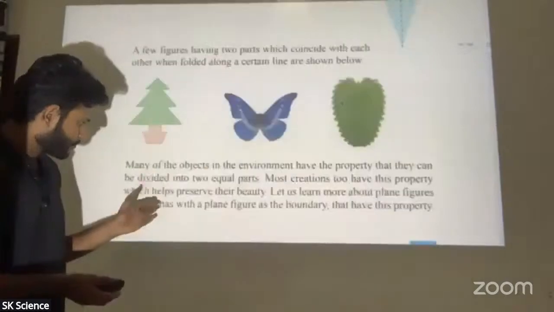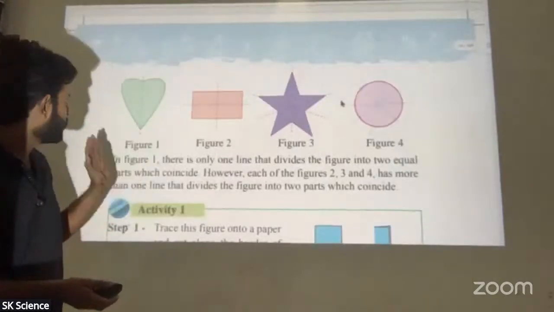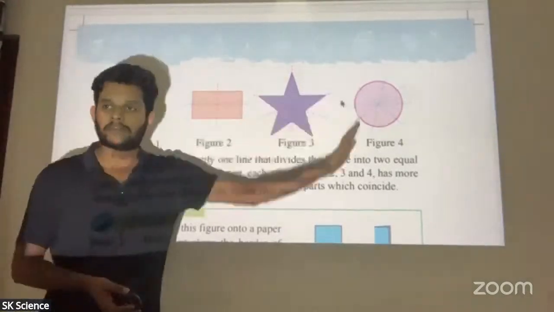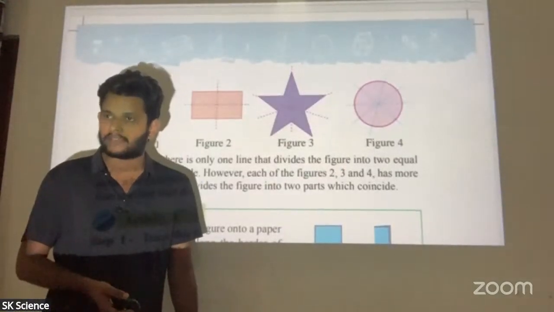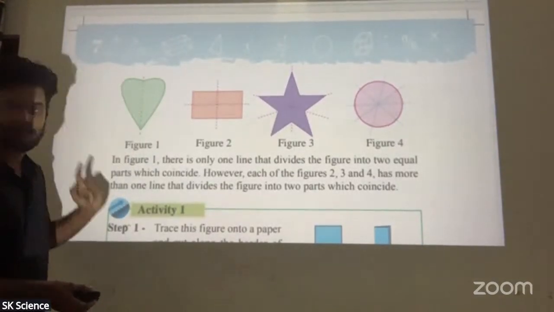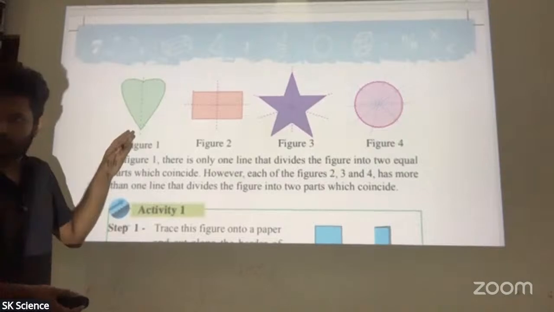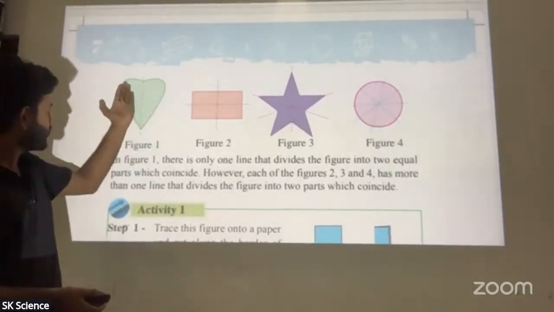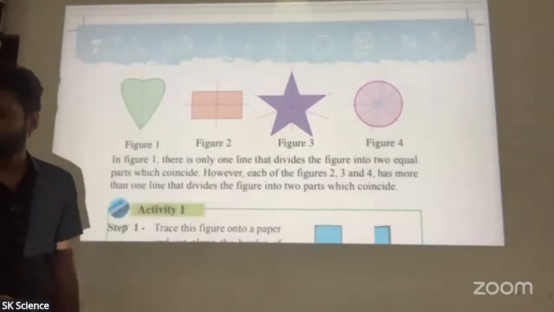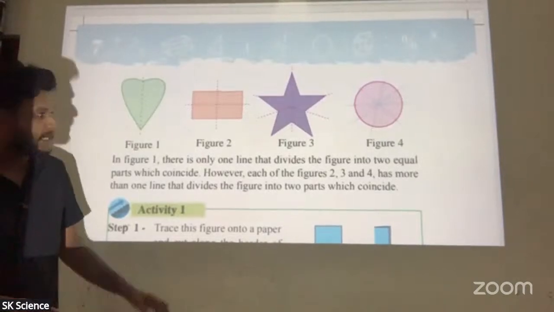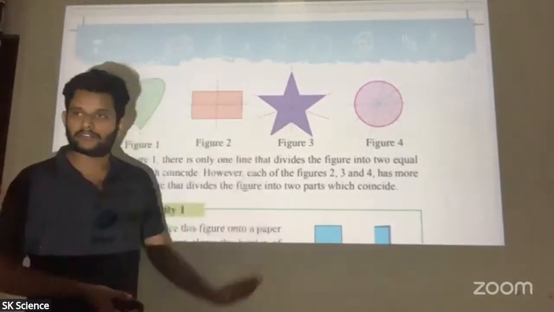Then look at these figures carefully. There are a lot of axes of symmetry in these figures. Can you see that? But this figure has only one axis of symmetry. So this figure has only one axis of symmetry. That means it can fold along only this line. But this figure is quite different. Why? It has two different axes of symmetry.